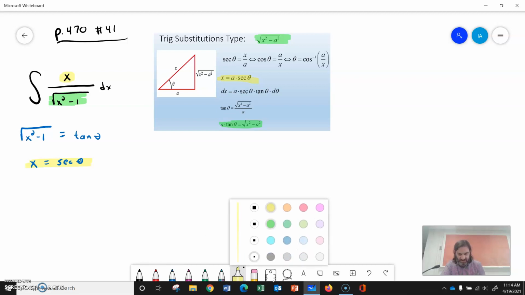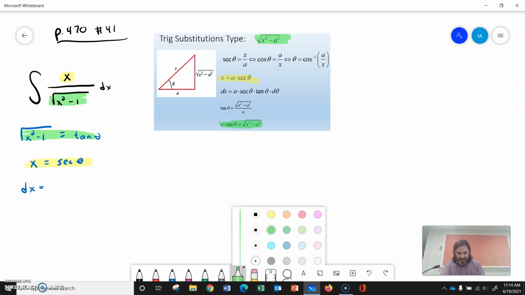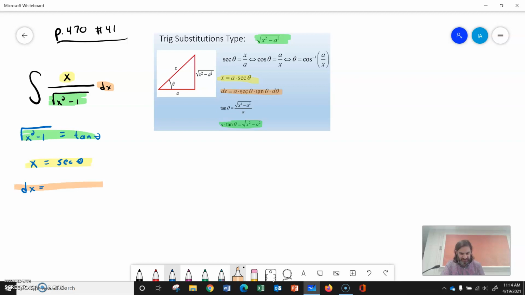Let's get all our color coded well here. And the only other thing we have to replace is dx, which will be secant tangent d theta. And I like to draw my triangle. Usually that would probably be first, and maybe I wouldn't do everything in the same order here, but when you get used to having the same substitutions over and over, it becomes pretty simple just to pull those substitutions in.